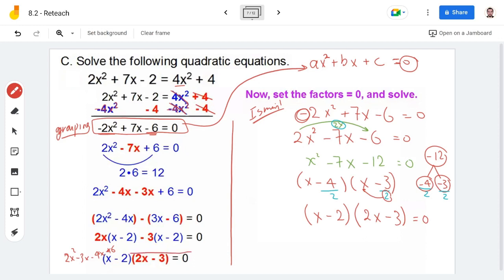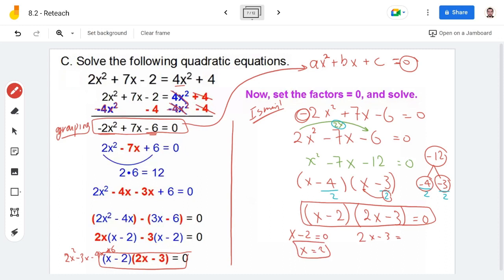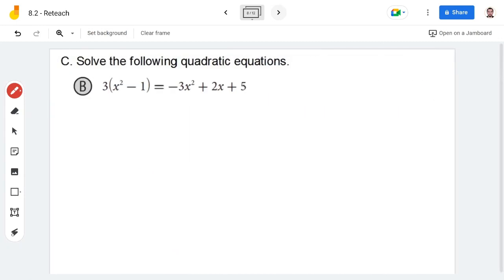Now, look at this one here, and look at this one here. Do we have the same answer? Yes, we have the same answer. So it's up to you which way you like to use. Now, if I need to find the zeros, the first one, x minus 2 is equal to 0, so x is equal to 2. The second one, 2x minus 3 is equal to 0, plus 3, plus 3. So I cancel, 2x equal 3, divide by 2, divide by 2. So x is equal to 3 over 2. So that's the second zero. I hope this one is easy to understand.